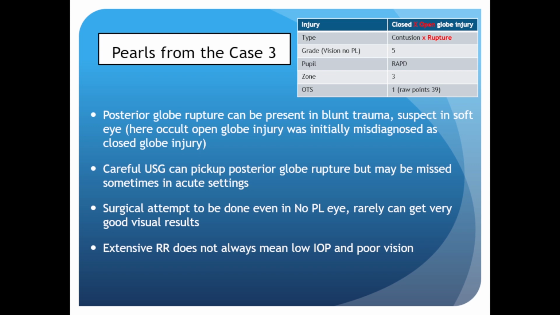So what we have learned in this particular case: posterior globe rupture can be present in blunt trauma, suspect in soft eyes. Here, occult open globe injury was initially misdiagnosed as closed globe injury. Again, then we have just changed our diagnosis. It was an open globe injury, and it was not a contusion, it was a rupture. Careful USG can pick posterior globe rupture, which was primarily missed in the initial scans. Surgical attempt should be done if the patient is having no PL. Rarely we can get some good results, as in this case. Extensive RR does not always mean a low IOP or poor vision.